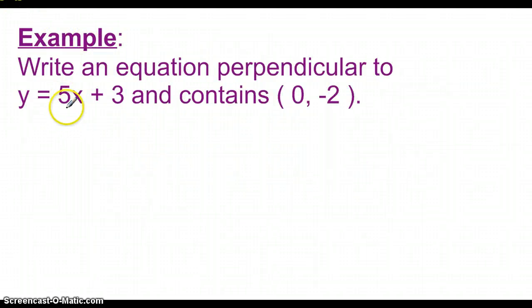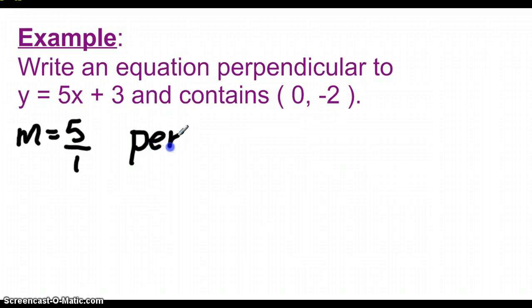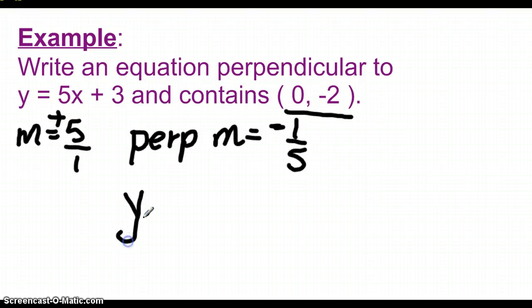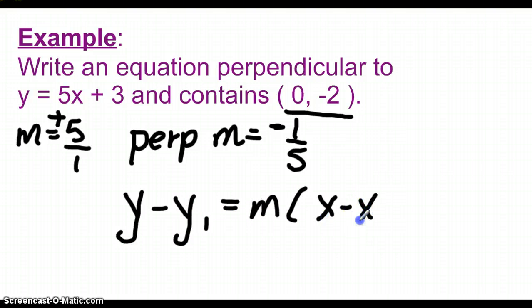Now let's apply it to something. In this one, they want me to write an equation that's perpendicular to y = 5x + 3 and contains (0, -2). First of all, on this one, my slope is 5, which is basically 5/1. If I want to find the perpendicular slope, I'm going to flip this fraction. So instead of being 5/1, it's going to be 1/5. But if this one is positive, then this one has to be negative. So this is the slope I'm going to use, as well as this point in my point-slope formula. So let me get this written out here.